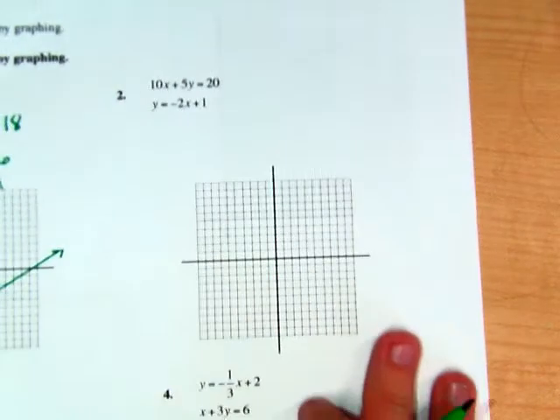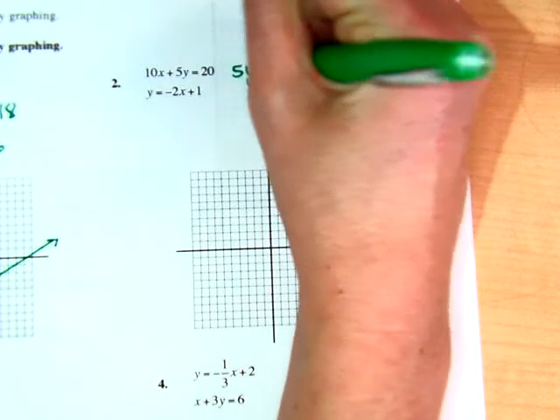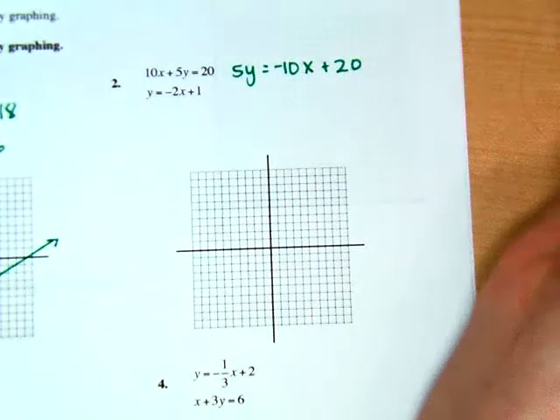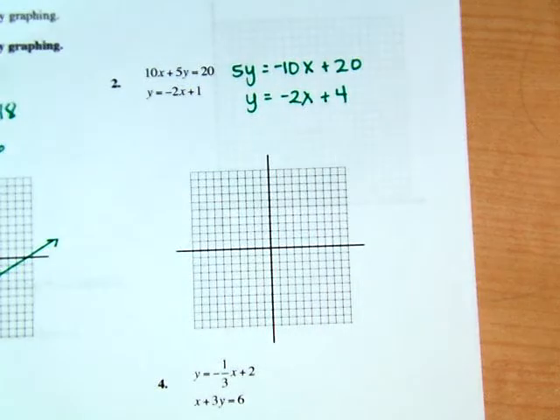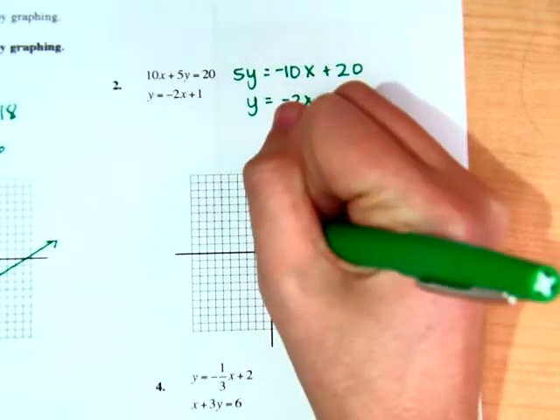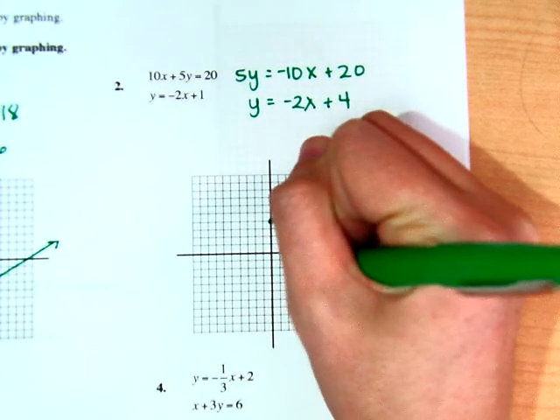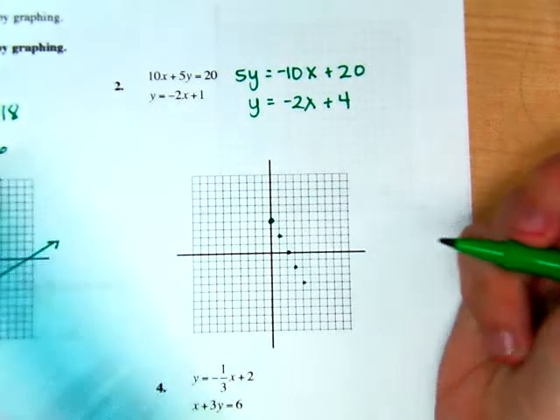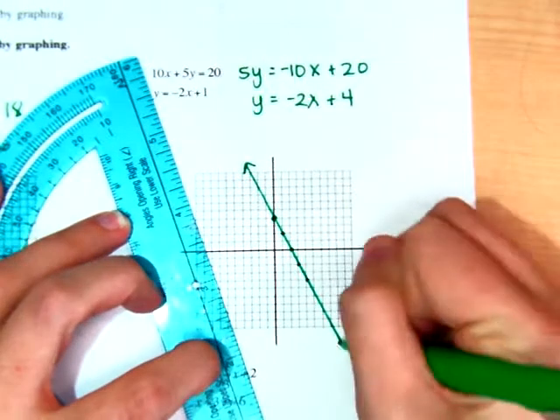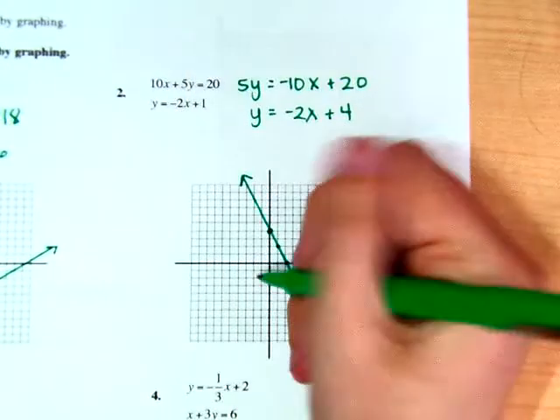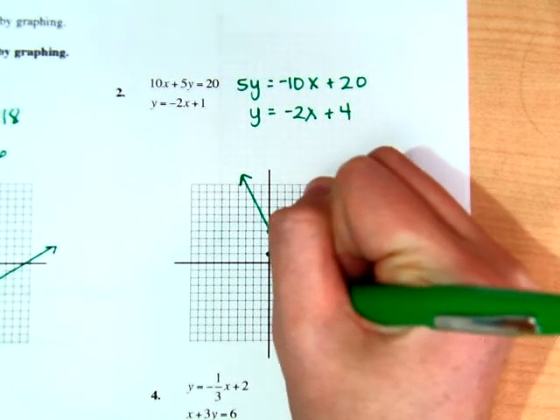Let's go do a different one. Again, we're going to solve for y, so we have 5y equals -10x plus 20, and divide by 5, so I have -2x plus 4. So we start at plus 4, and go down 2 over 1, down 2 over 1. Make myself a nice line here. And my other one is already there for me, so I go plus 1, and I go down 2 over 1, down 2 over 1.